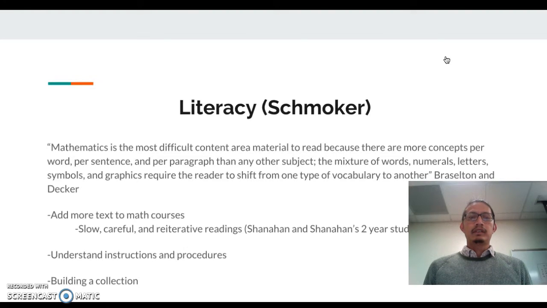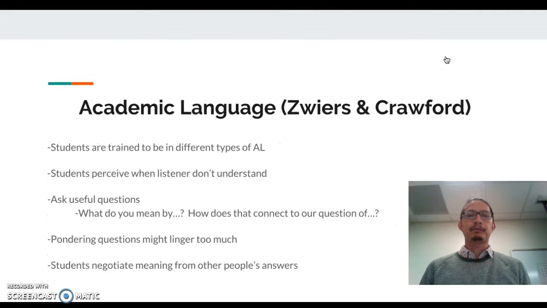And on this, also on literacy, Schmoker recommends that math courses should have more text, that they need to be read slowly, carefully, and in reiterative readings, just like a 2-year study from Chanahan and Chanahan. And then also that in math, students need to understand the instructions and procedures that are being asked, and that we as teachers should build a collection of texts that will help us on a year-by-year basis.